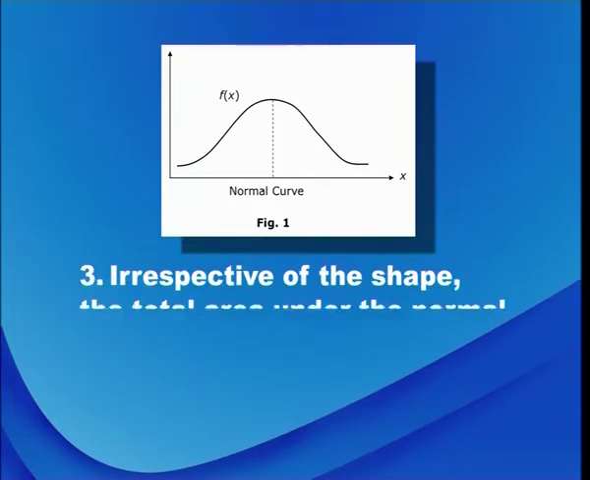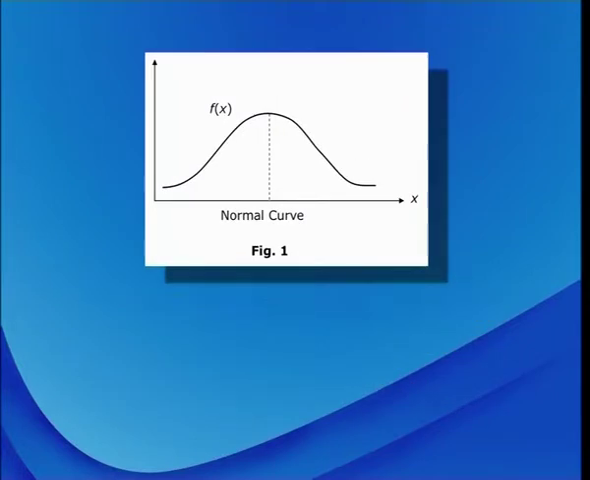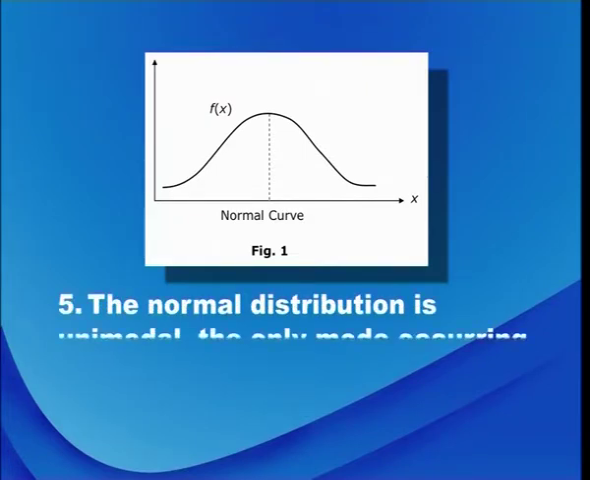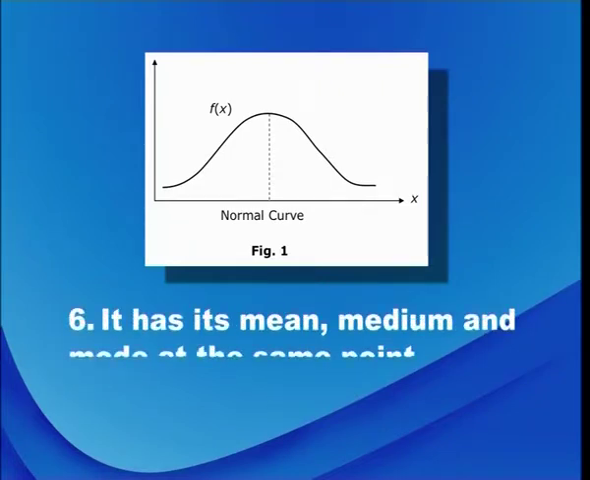Third, irrespective of the shape, the total area under the normal curve and above the horizontal axis is always equal to 1. Fourth, no portion of the normal curve lies below the x-axis. Fifth, the normal distribution is unimodal, the only mode occurring at x equals mu. Sixth, it has its mean, median and mode at the same point.